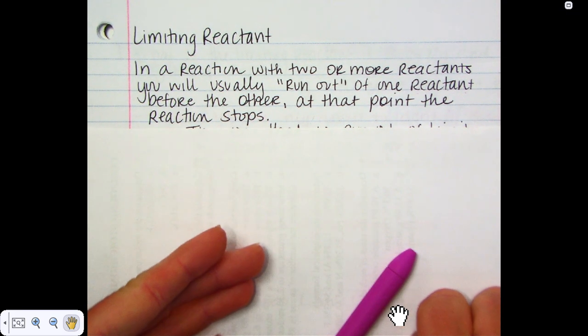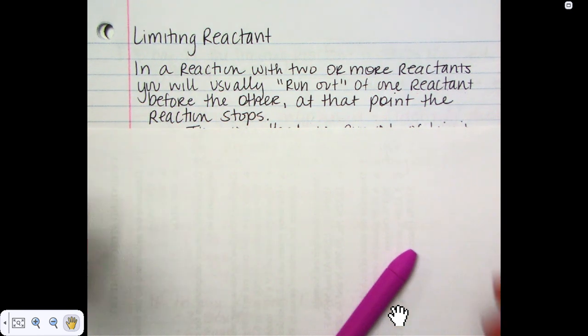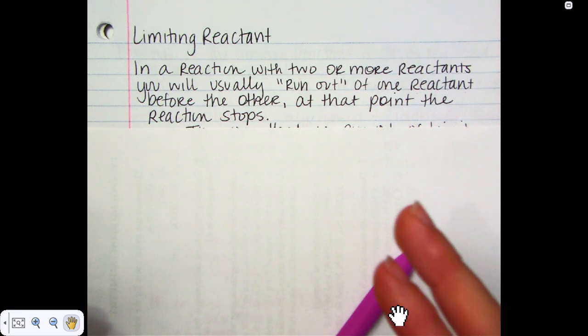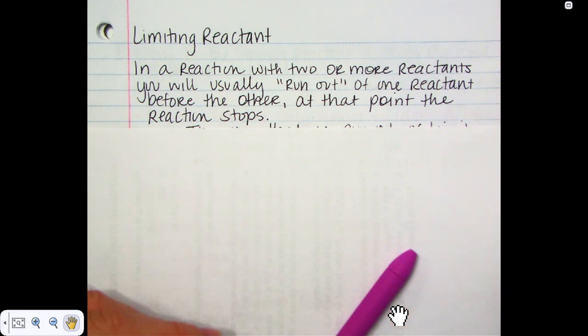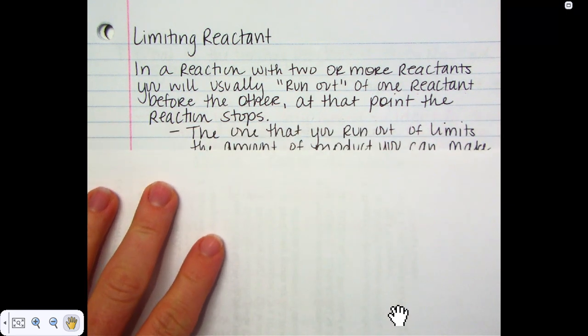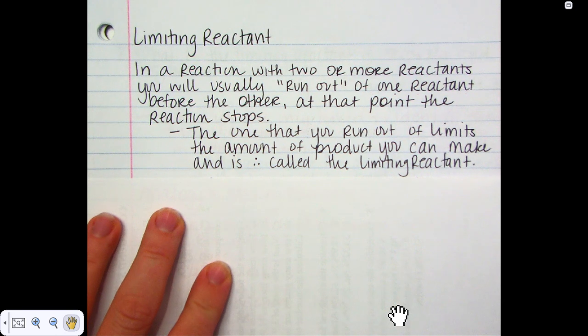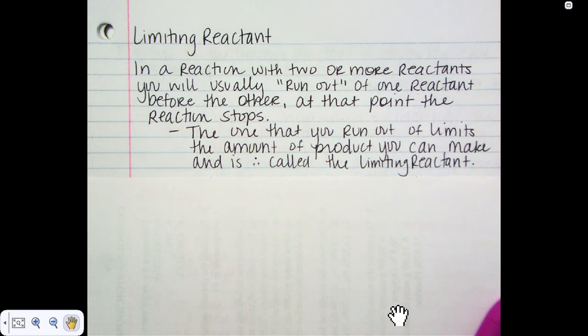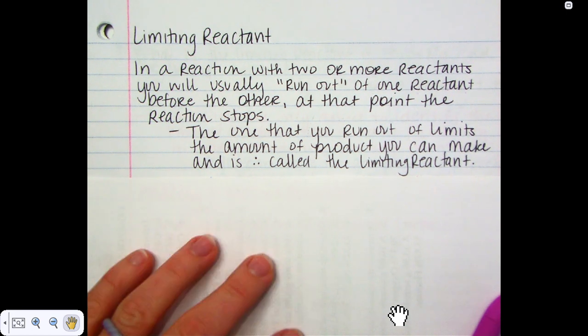And at that point, the reaction is going to stop because I don't have the two things that I need, right? I have to have both components in order for my reaction to occur. So if I run out of one, I cannot perform the reaction anymore. So the one that you run out of limits the amount of product that you can make. So we call it the limiting reactant, right? It's the thing that limits how much product.